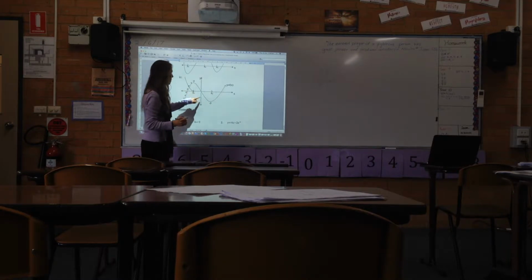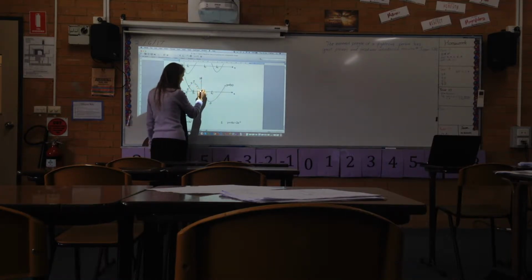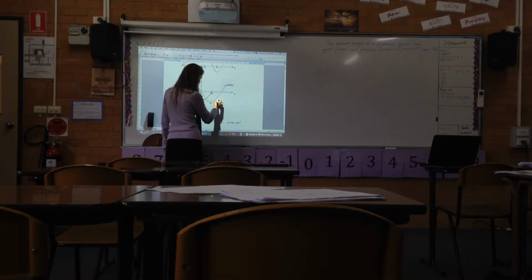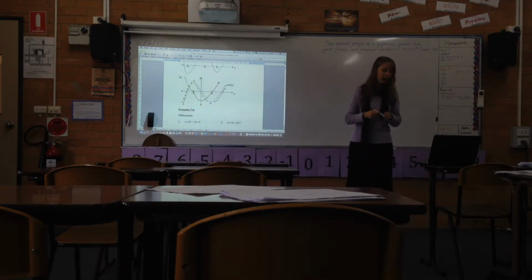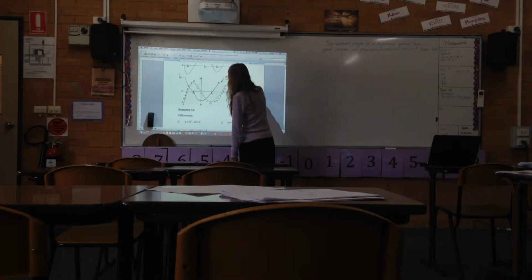What about here? Negative. It's all negative. So I'll do something like that. And then it goes to positive. Then it's just got to be above the line. Something like that. So this is called the gradient function.